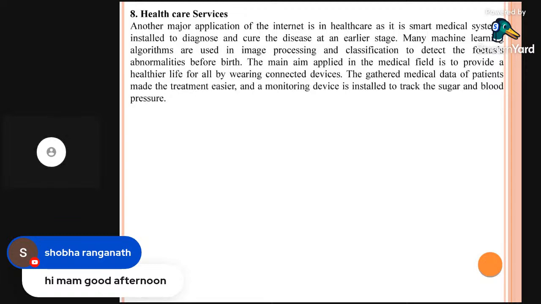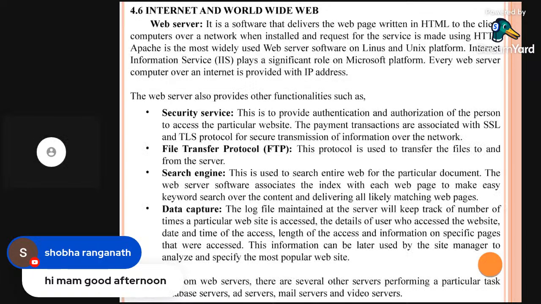Then internet and World Wide Web. The web server is software that delivers web pages written in HTML to the client computers over a network. When we request a service, it is made using HTTP. The web server software on Linux and Unix platforms, Internet Information Services plays a significant role in Microsoft platforms. Web servers also provide functionalities like security services, file transfer protocols, search engines, data capture, and many more.